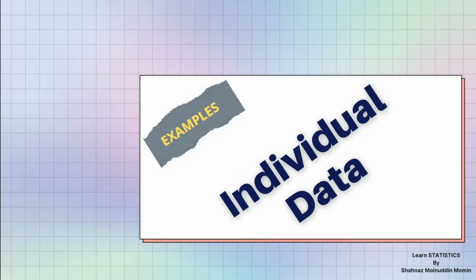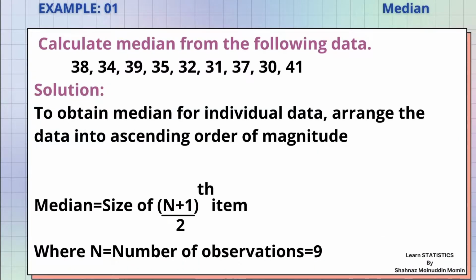Let us consider the examples on individual data. We know that the individual data consists of separate numbers. Consider the example number 1. Calculate median from the following data. We have given separate numbers 38, 34, 39, 35, likewise 30, 41. Here the given data is individual data. Now let us see how to calculate median in case of individual data.